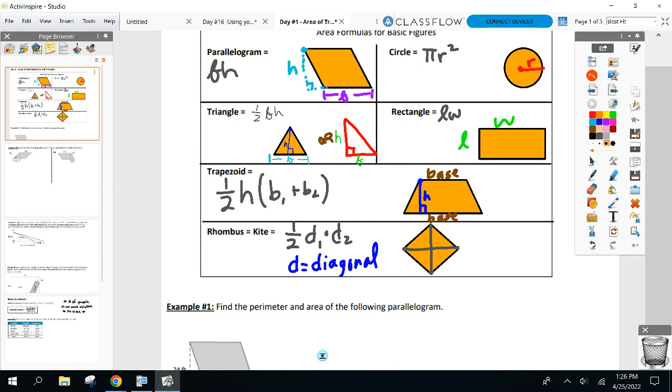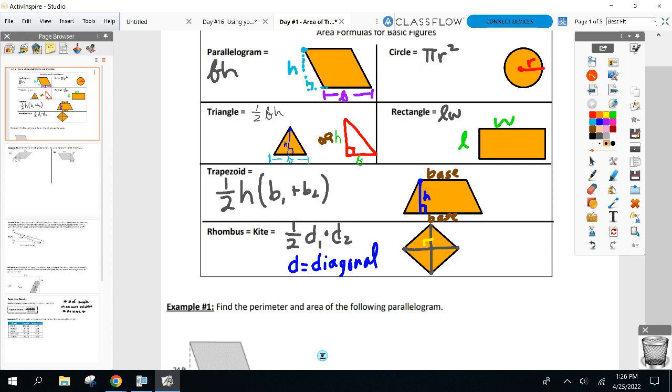Are they congruent in a rhombus? 50-50 shot here. They are not. What figure are they congruent in? Rectangle, square. They're not congruent, but they are. We're not going to discuss it today, but we will tomorrow, but they are perpendicular. There you go. All right.